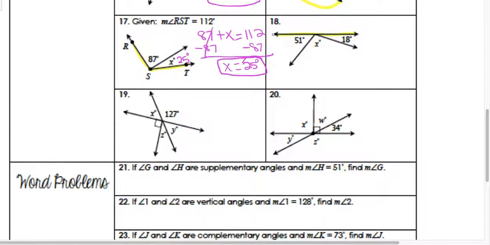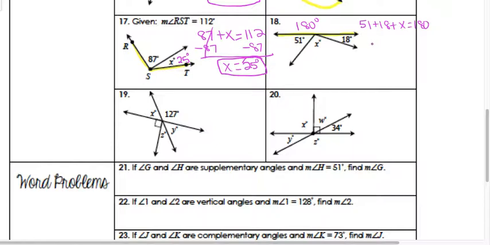So here, it doesn't give us anything because they want us to look at it and say, oh, okay, this is 180 degrees. So all of it together is going to be 180. This angle here is 51 degrees, and this angle here is 18 degrees. Okay, so let's just do this algebraically. Say 51 plus 18 plus x equals 180 degrees.